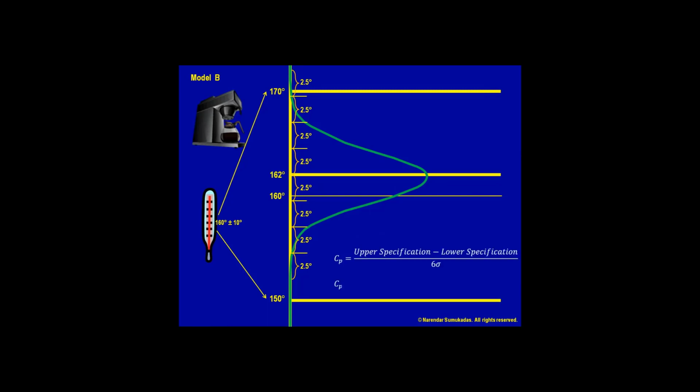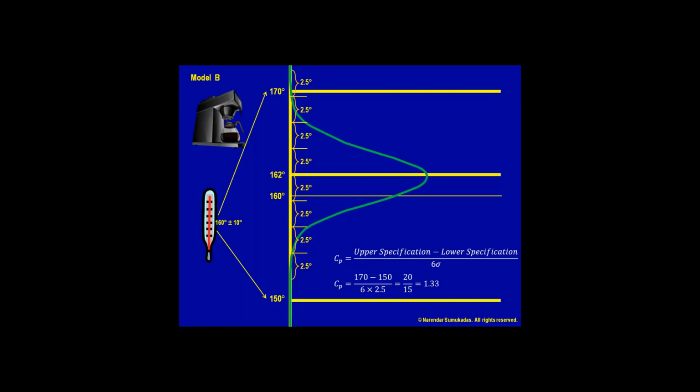The upper and lower specifications are still 170 and 150 degrees, respectively. The standard deviation is still the same at 2.5 degrees. Therefore, Cp works out to 1.33. Wait a minute, that's the same value as before the process shifted upwards, isn't it? But clearly the process is not capable at the 4 sigma level anymore.